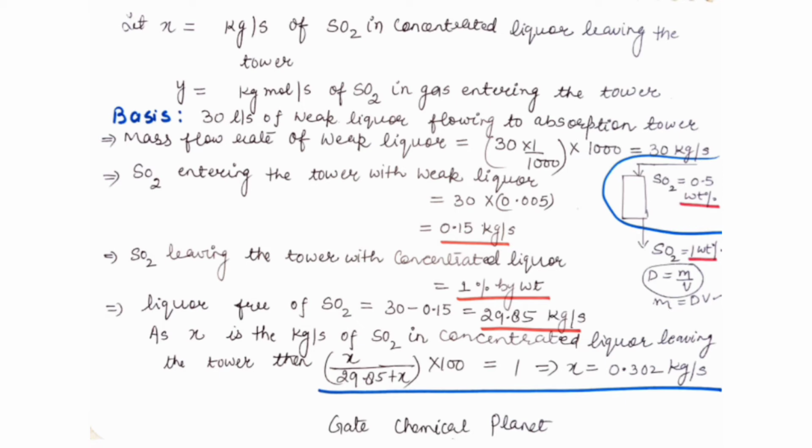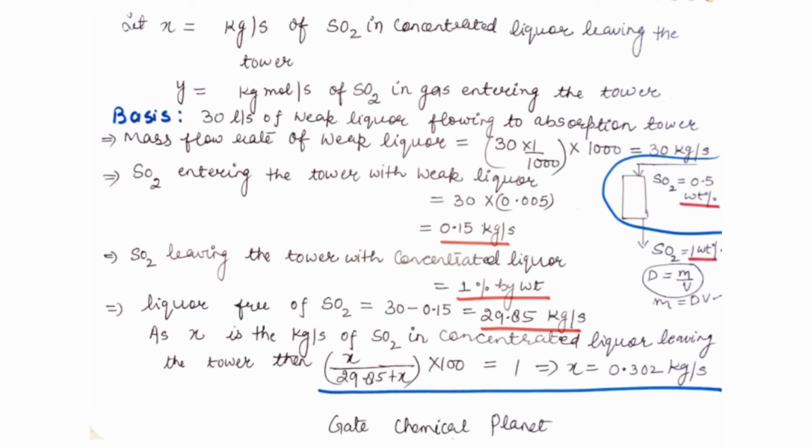So now first we will calculate the mass flow rate of weak liquor. How will we calculate the mass flow rate? To calculate the mass flow rate, we have to multiply by the density. As the specific gravity is already given, the density is 1000. So we multiply simply by the density and we get the mass flow rate, which equals 30 kg per second. Now the mass flow rate is in kilograms per second.